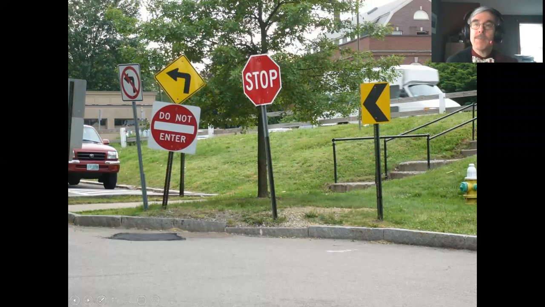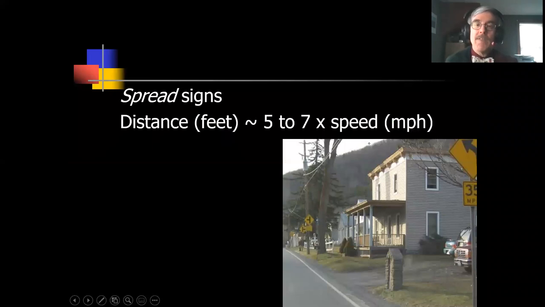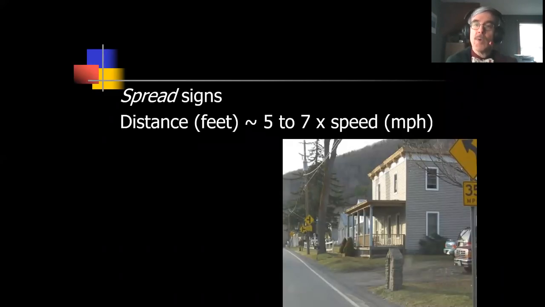Now, how far apart should we spread those signs? Well, a good rule of thumb is take the speed times 5 to 7, and that's the distance in feet that you want to use. So if your speed limit is 55 miles an hour, we'll make it 60 because that's what people actually drive. That's about 360 feet apart between the signs. If they're too closely spaced, people don't have time to read them. Think about the old Burma Shave signs. They spaced them apart so people would have time to read them. Though, please don't put Burma Shave signs back up on our road system.